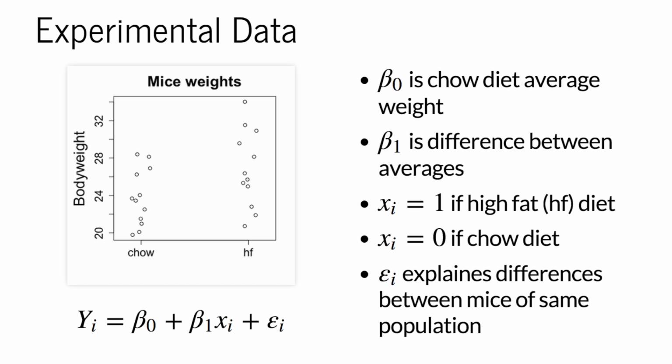We assume that they both have different average weights, and we model this with a linear model. Here we have beta 0 representing the control population mean, and we have beta 1 representing the difference between the high-fat diet population mean and the control population mean. And again, we have an error term to explain the fact that within the same population, there is variability in weight across the different mice.